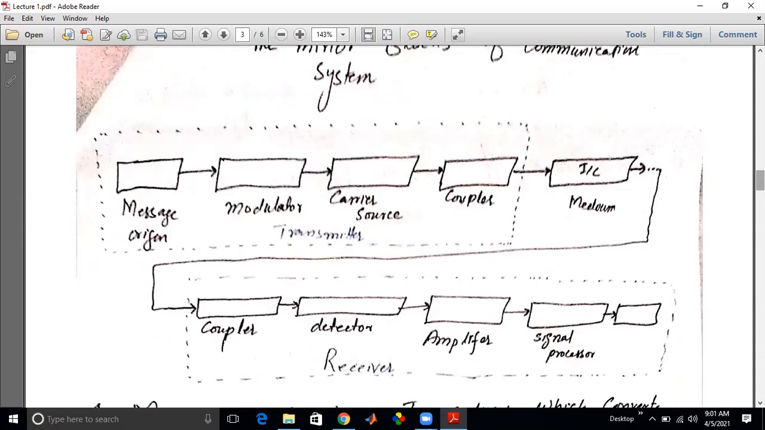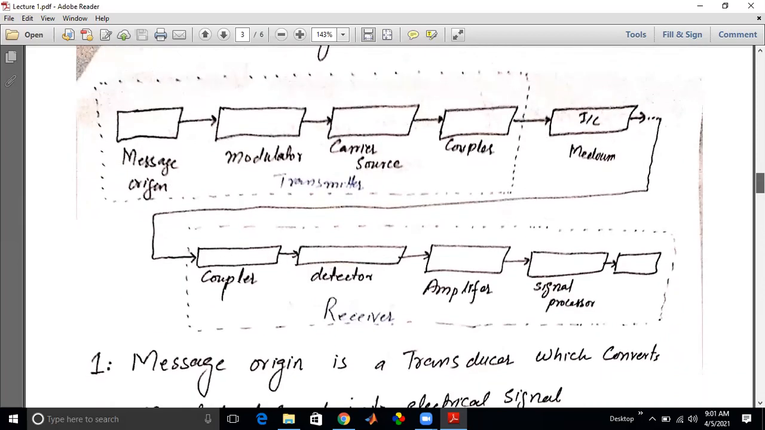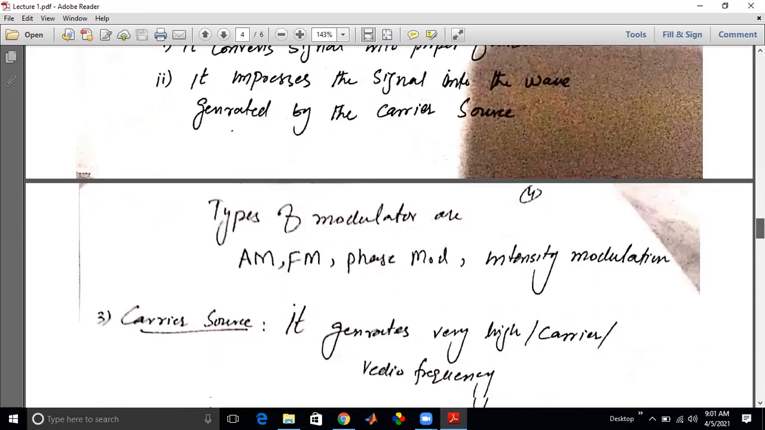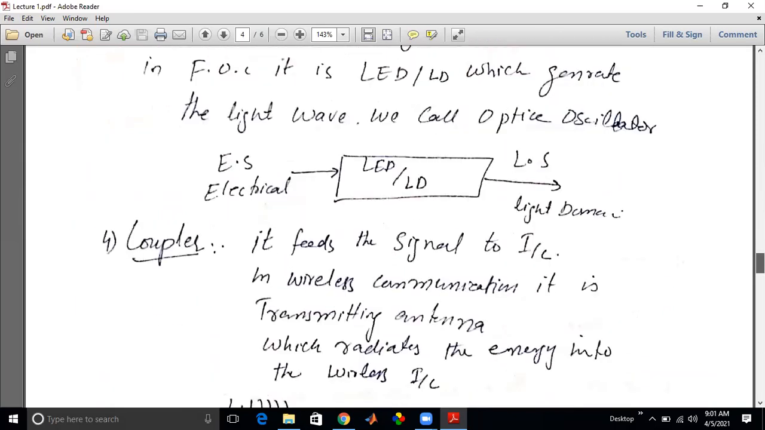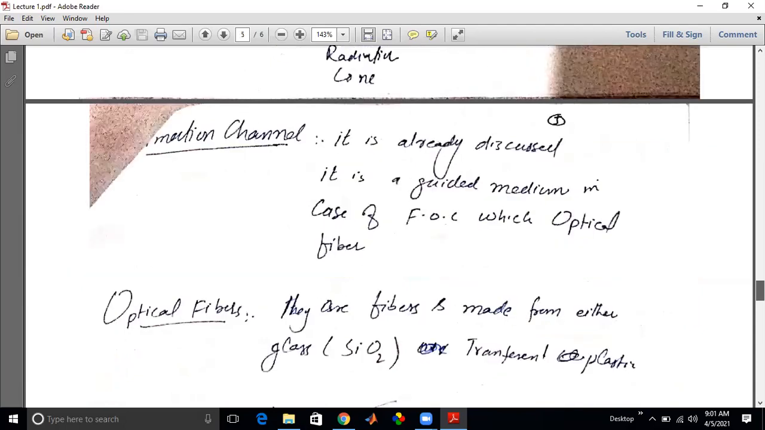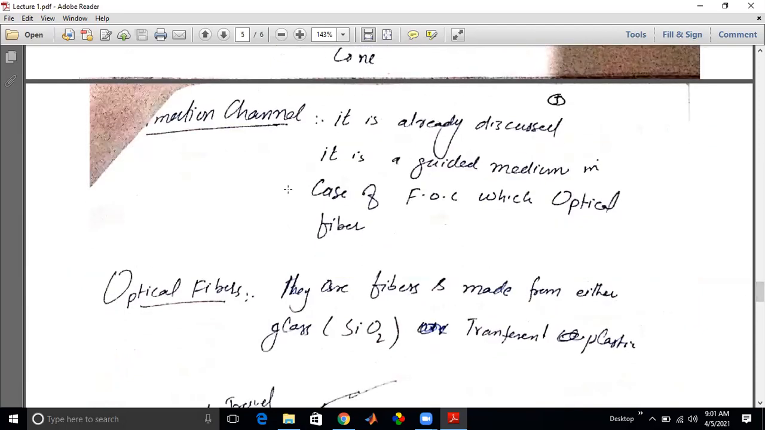Now let's study the medium. We have already studied the medium, but here we will study some more about the optical fiber. The medium, the information channel, has already been discussed, and it is the guided medium in the case of fiber optics communication, which is optical fiber. In our case, we will use the guided medium. So what is optical fiber?